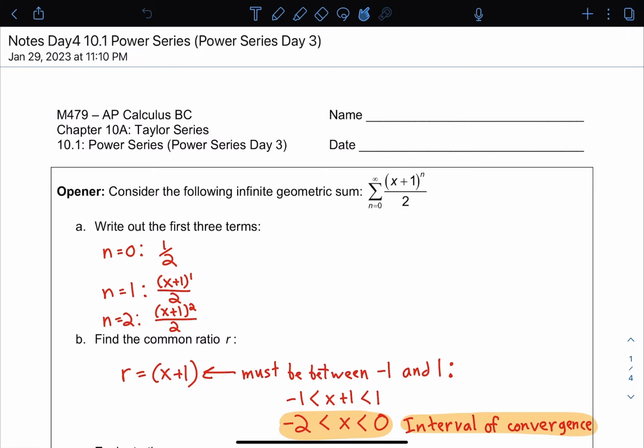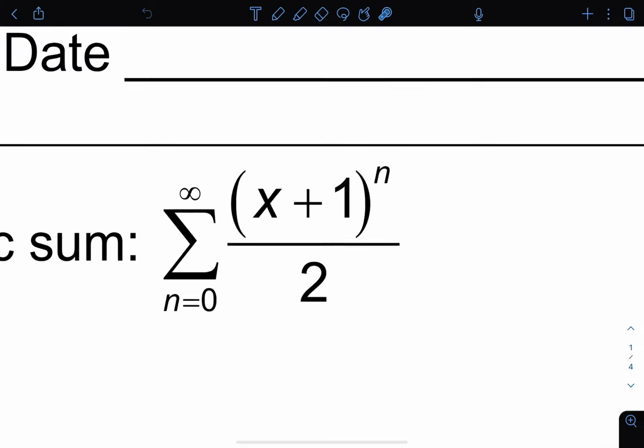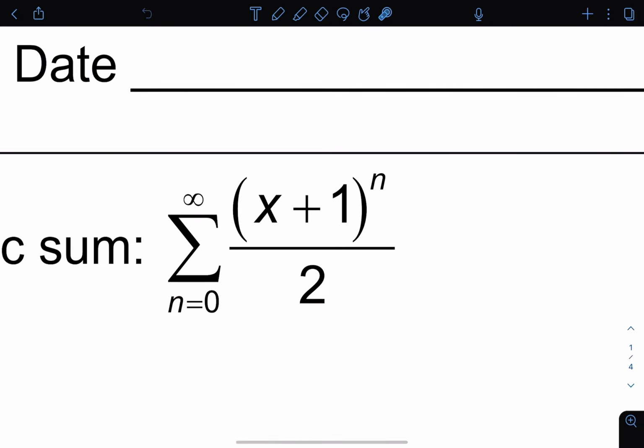Consider the following infinite geometric sum. So I'm going to zoom in on our series here. Okay, so remember, a series is a sum of a sequence. So this sequence is a little bit interesting because this is our first time seeing a sequence that has an x in it, instead of just n in it, because that's our variable for the infinite sum, our series here we are dealing with.